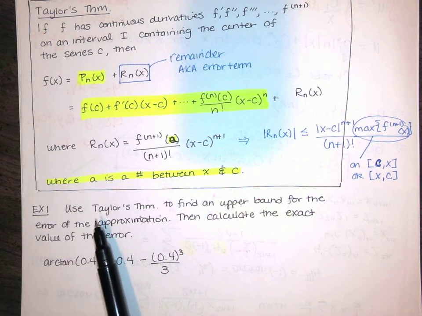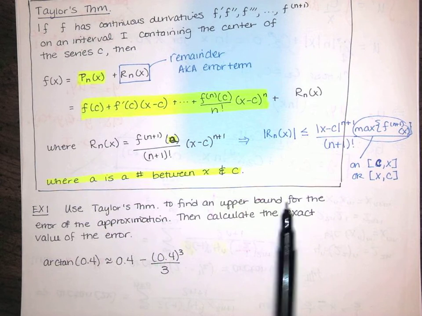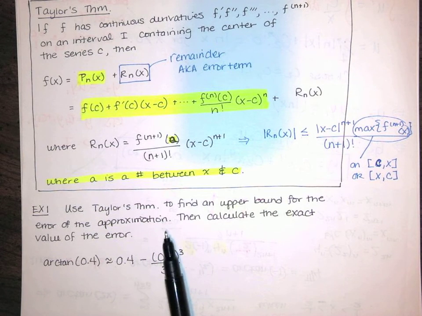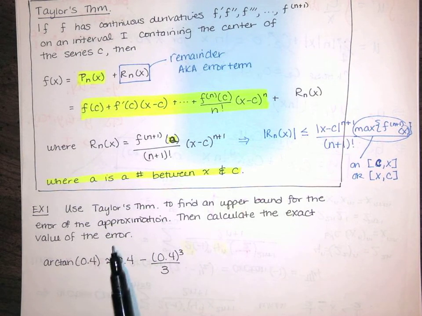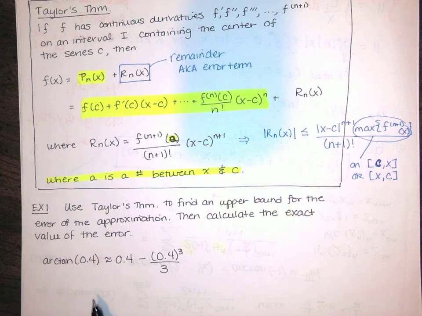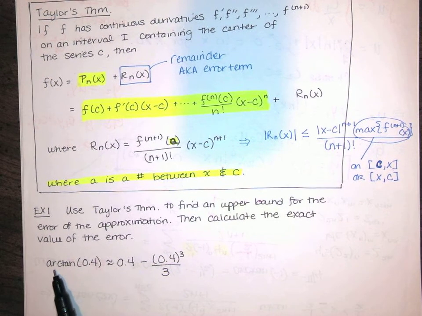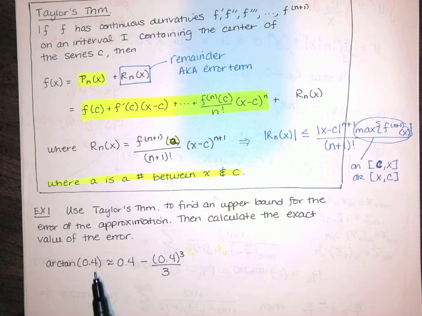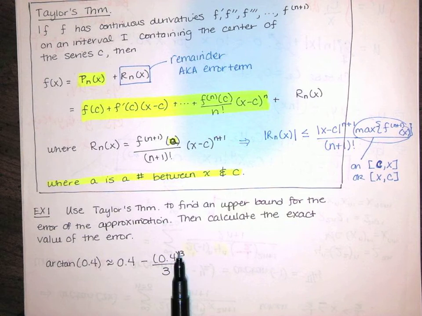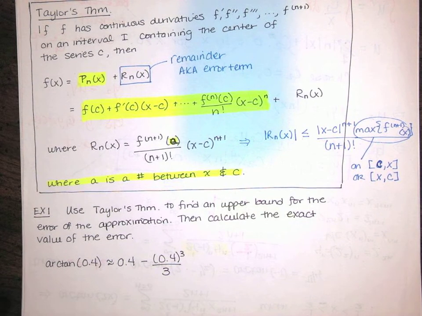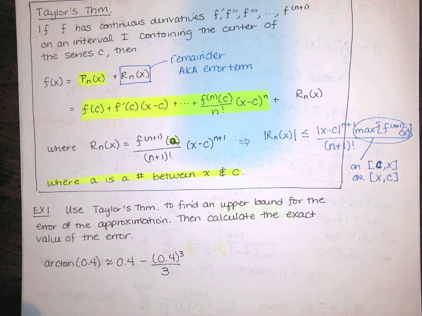On this one, we're asked to use Taylor's theorem to find an upper bound for the error of the approximation, and then we're asked to find the exact value of the error. So it looks like we've got the arctangent function, and we want to approximate the arctangent function at x equals 0.04. And we want to use this third degree or third order Taylor polynomial to approximate the function.